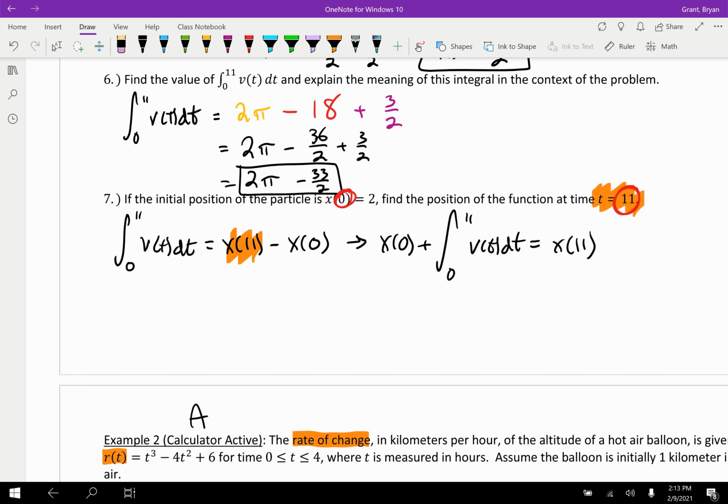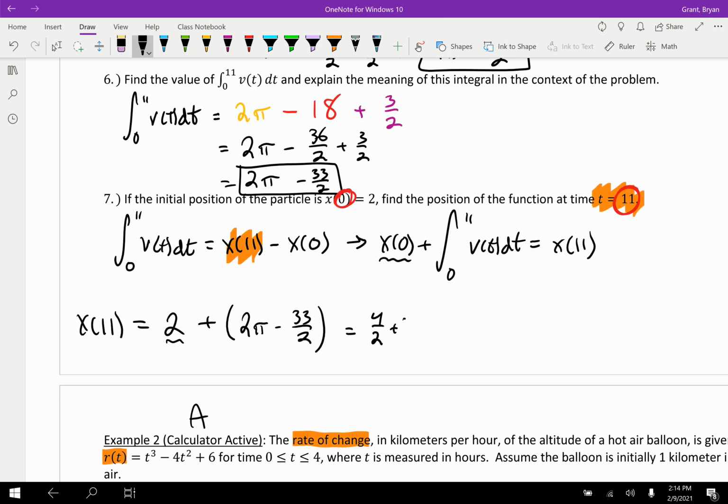Great. Now, let's do the math. X of 0 they gave us, that's 2. Very exciting. And I'm going to work down below. I'm just going to say x of 11. We'll switch the order. So we get 2 for that x of 0 plus, then I need the integral from 0 to 11 of v of t dt. Well, what is that? Oh wait, we just found that on 6. How exciting. That is 2 pi minus 33 halves. And then if you wanted to clean this up, we could say 2 is 4 over 2, right?